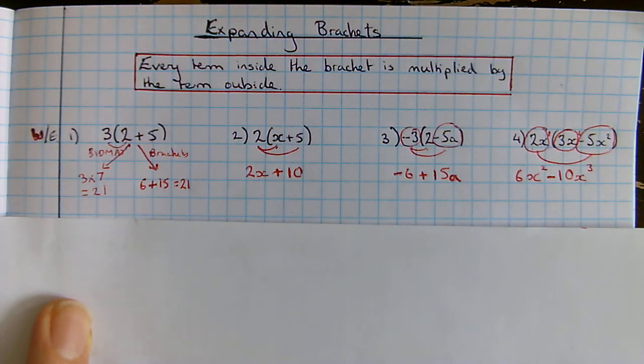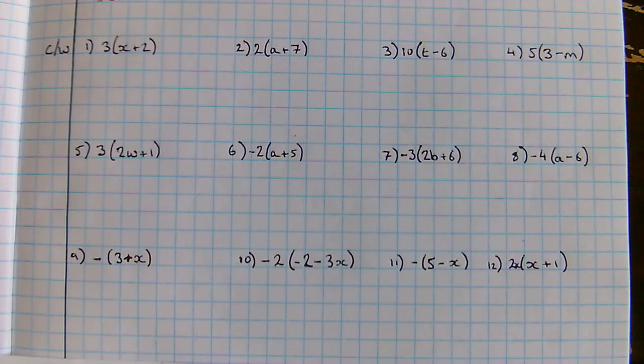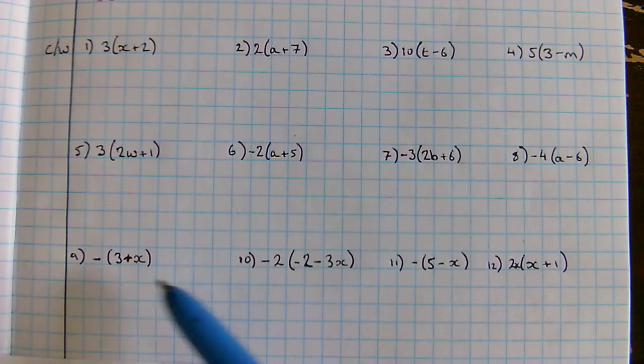Okay, can you pause the video, make sure you've got those written down, and then you can have a go at the examples below. So here are 12 questions for you to have a go at. I would expect that everybody will be able to do questions 1 to 5 without too much difficulty. From question 6 onwards, I want you to be really, really careful about your signs, about what is negative and what's positive.